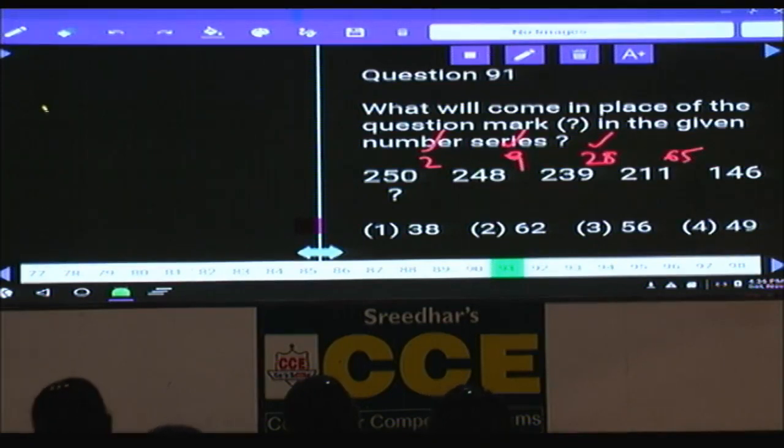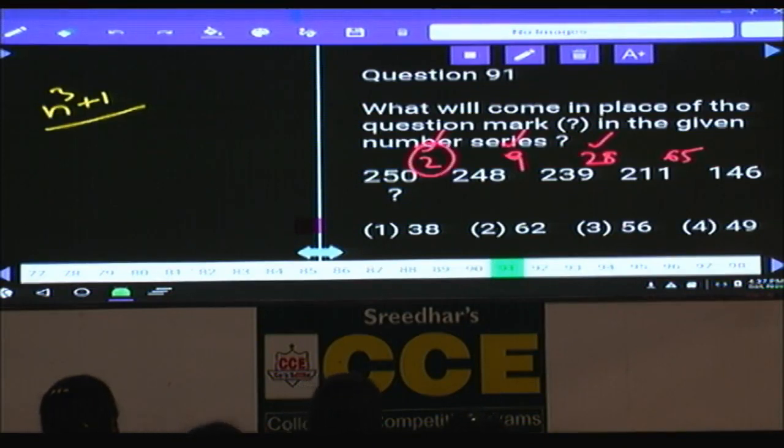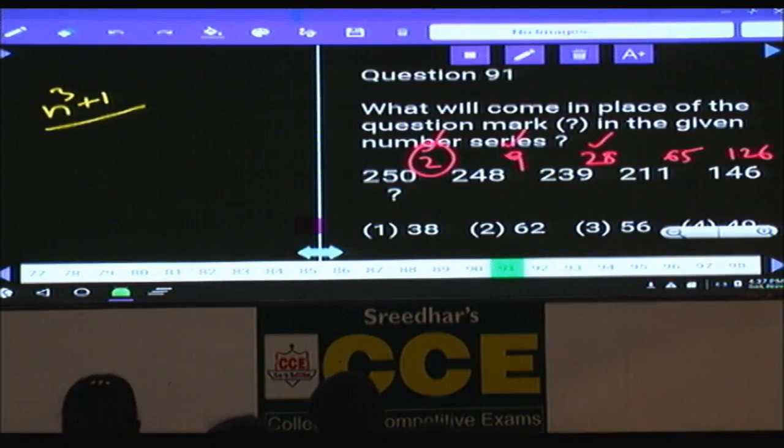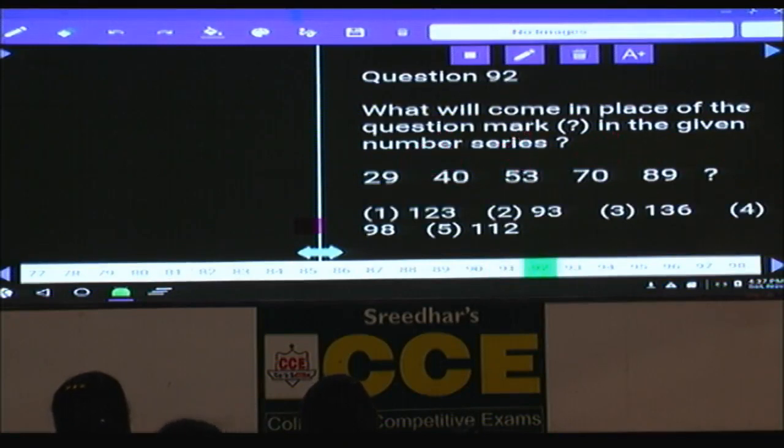The differences between the numbers can be written as n cube plus 1. That is 1 cube plus 1, 2 cube plus 1, 3 cube plus 1, 4 cube plus 1. 5 cube plus 1 must be subtracted. What is 5 cube plus 1? 126, when subtracted from 146, the number is 20. That is 91. Then coming to question number 92.